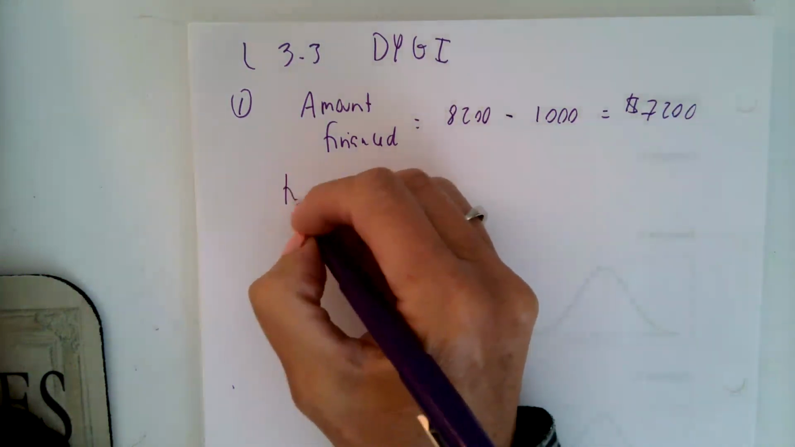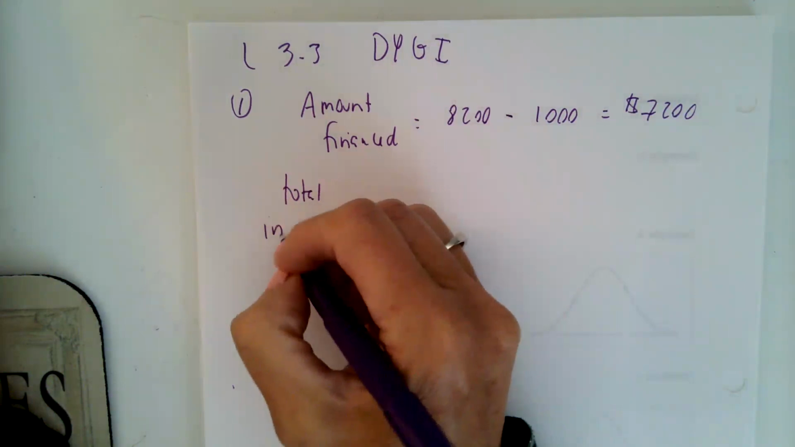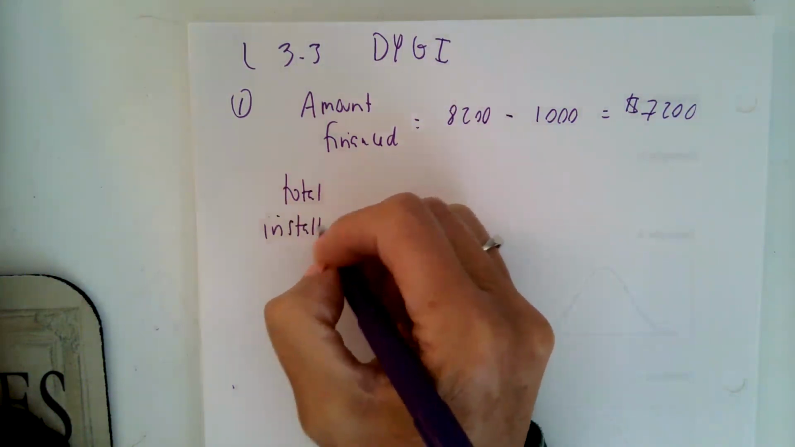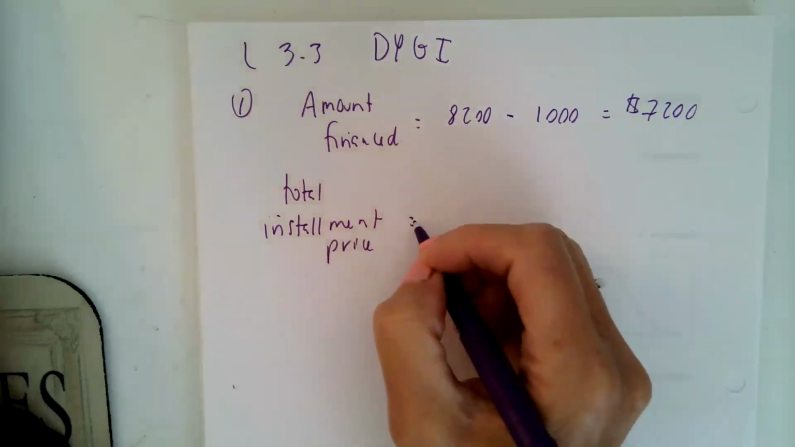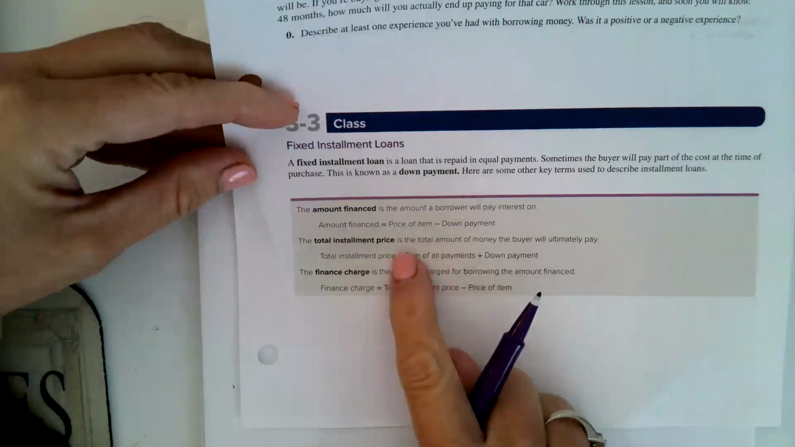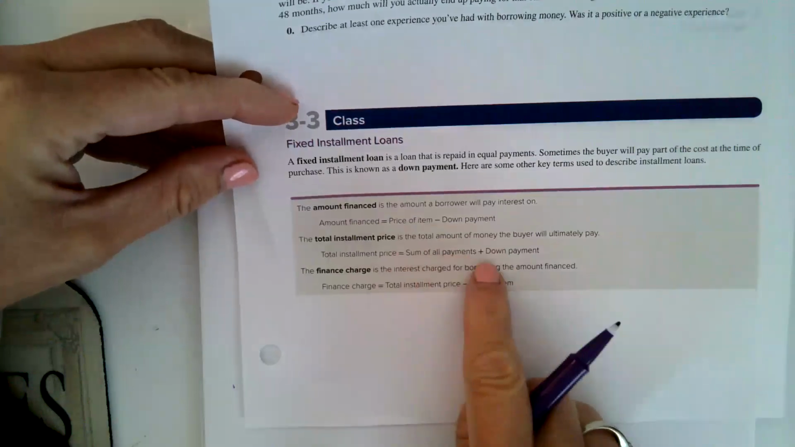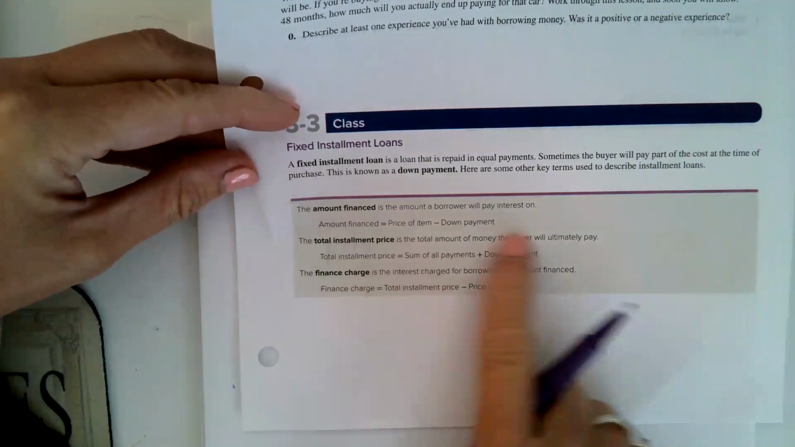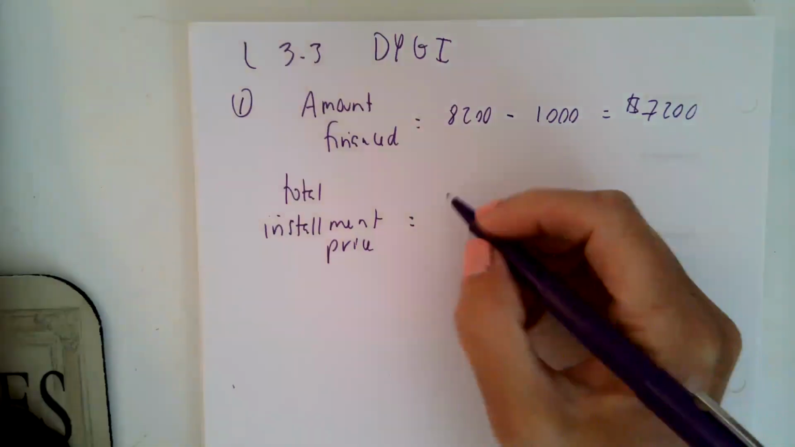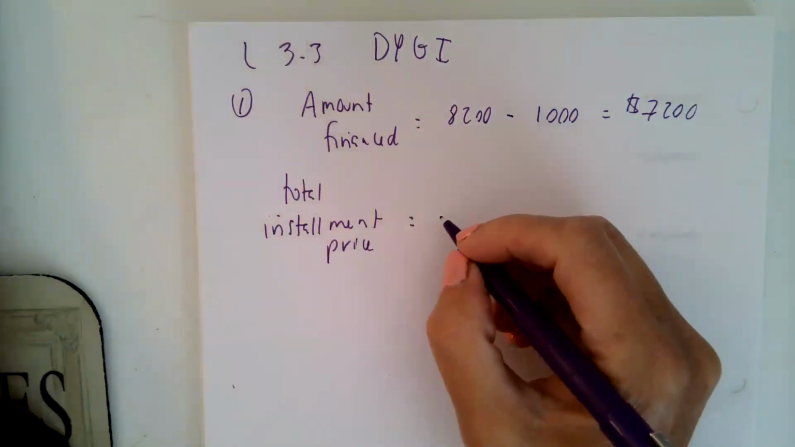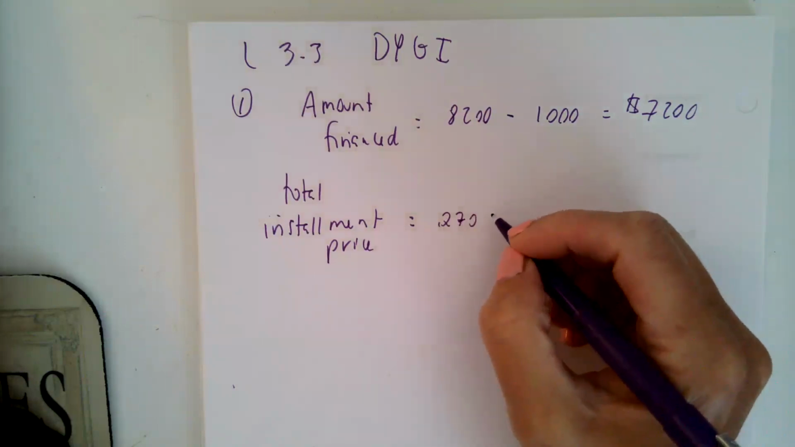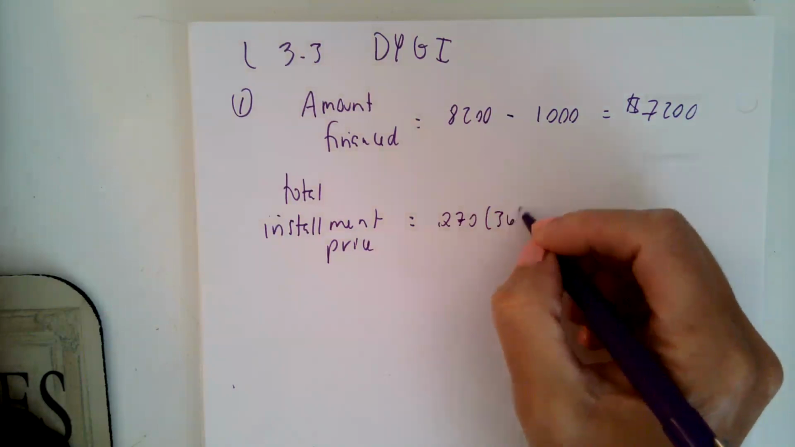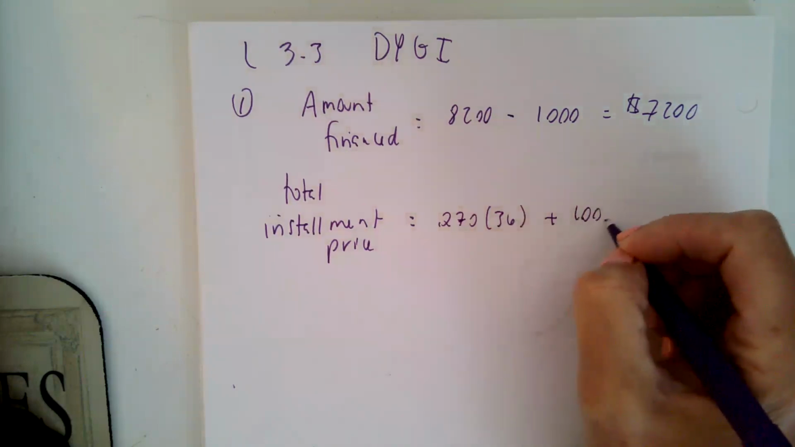The total installment price is equal to the sum of all the payments plus the down payment. So the total price that you would have paid for the vehicle. So the sum of all the payments, if our payments were $270 a month times 36 months plus the $1,000 that we put down.